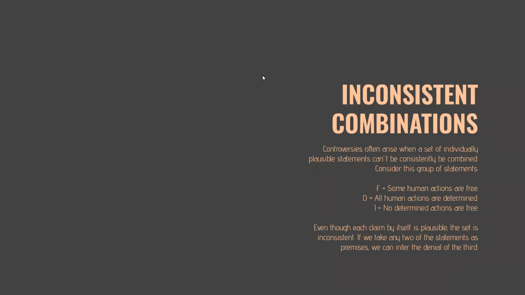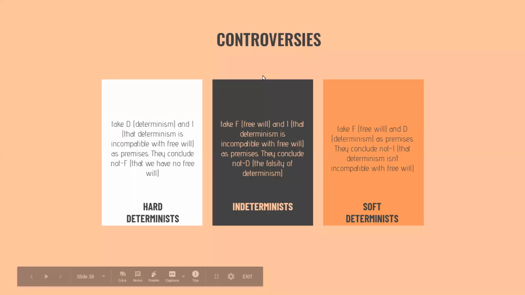Controversies often arise when a set of individually plausible statements can't consistently be combined. Consider this group of statements. F equals some human actions are free. D equals all human actions are determined. I equals no determined actions are free. Even though each claim by itself is plausible, this set is inconsistent. If we take any two of these statements as premises, we can infer the denial of the third.